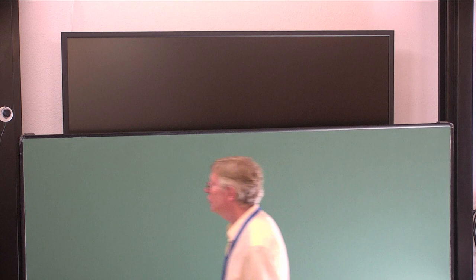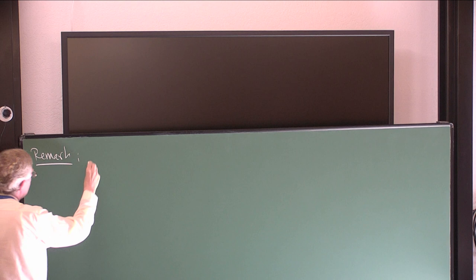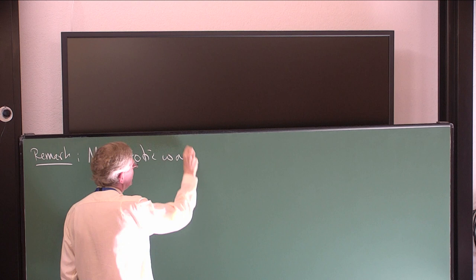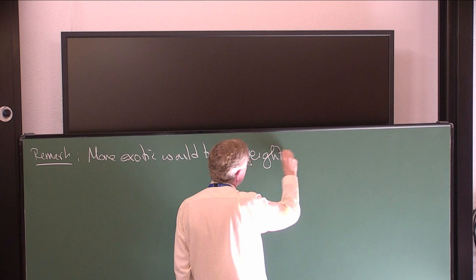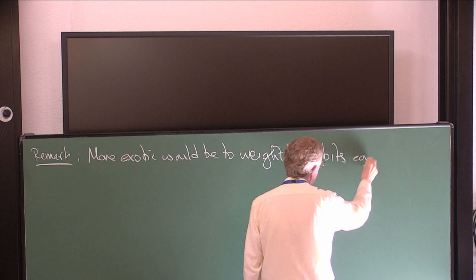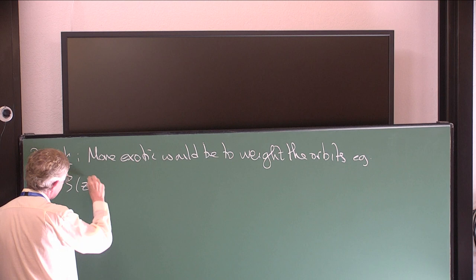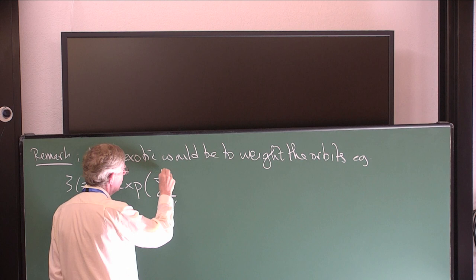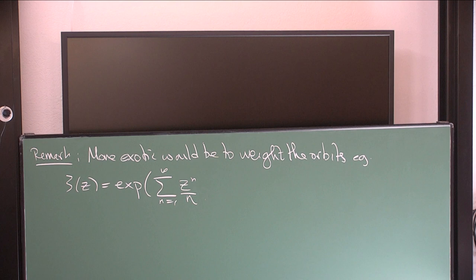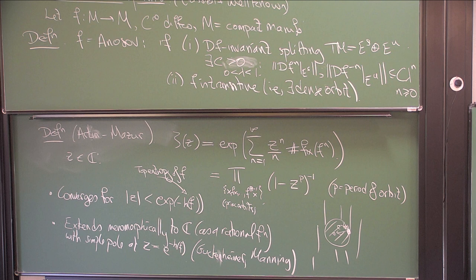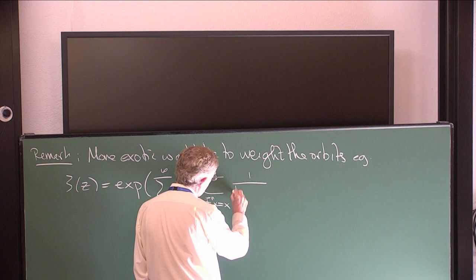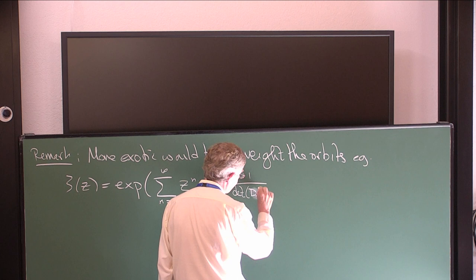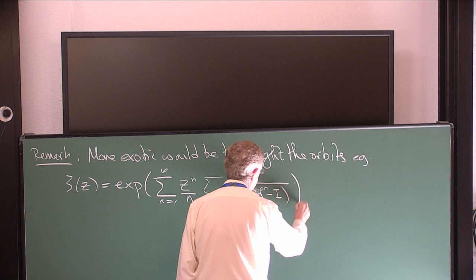Let me just make a remark then. More exotic would be to weight the orbits in some way. So you can get more general zeta functions, such as this one. I can take exactly the same expression, more or less, exponential summation n equals 1 to infinity, z to the n over n. But instead of just counting the orbits by their existence, we put some weighting there. And so a popular one might be, we look at all the points fixed under f to the n, and then we put 1 over the absolute value of the determinant of D_x f to the n minus the identity. And that would be a more general weighted zeta function.